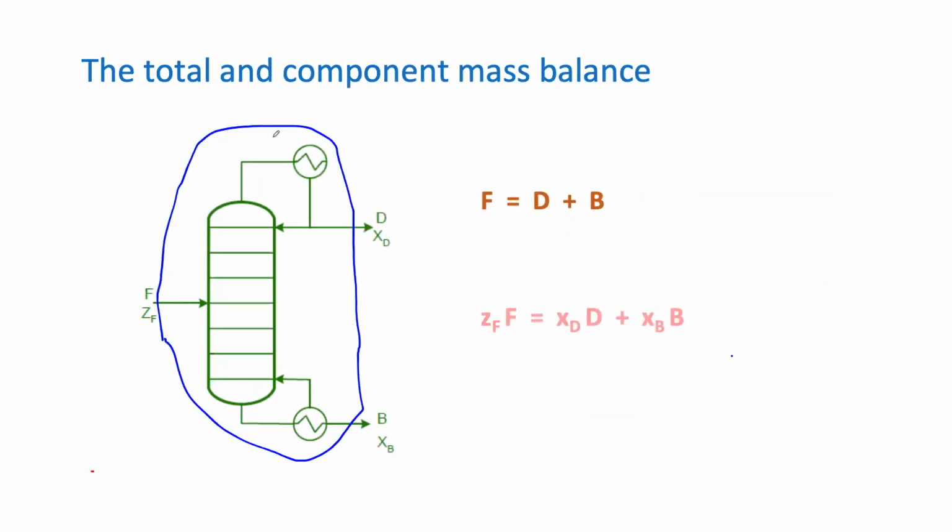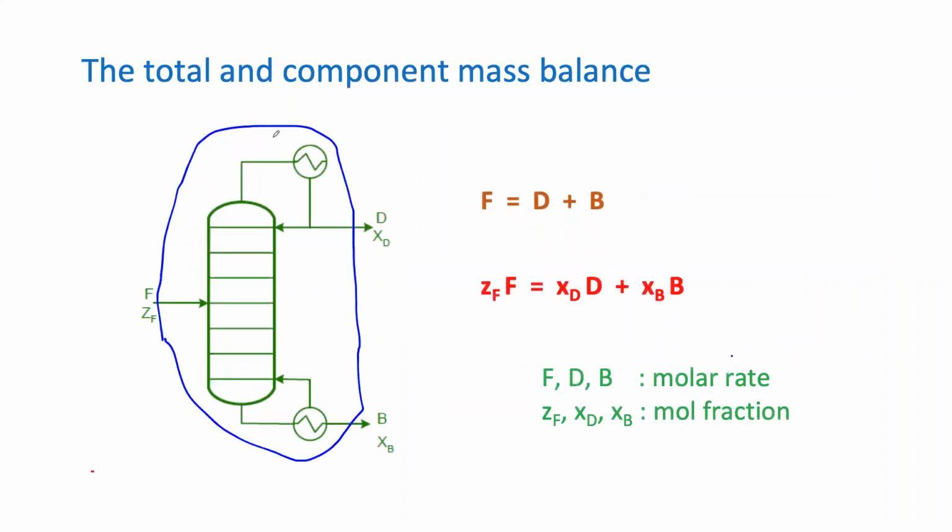Right. And yesterday, we also talked about the total and component mass balance, just to refresh from yesterday's lecture. If we make this envelope, and this is the feed, the input equals the output, which is the feed equal to distillate plus bottom. Okay, and then check again the component balance.